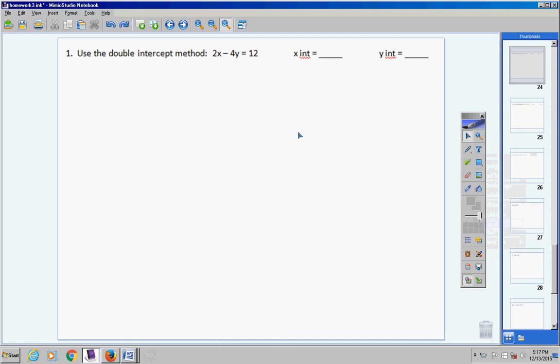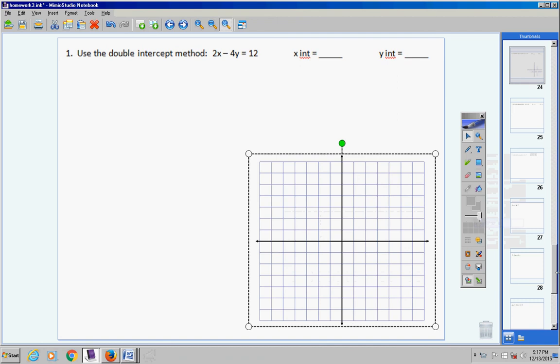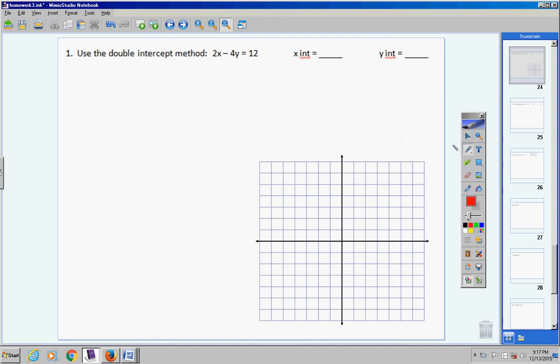And so here we go, students. First of all, let's review how to do the double intercept method. Remember, in order to graph a linear equation using the double intercept method, you put 0 in for x and you put 0 in for y.